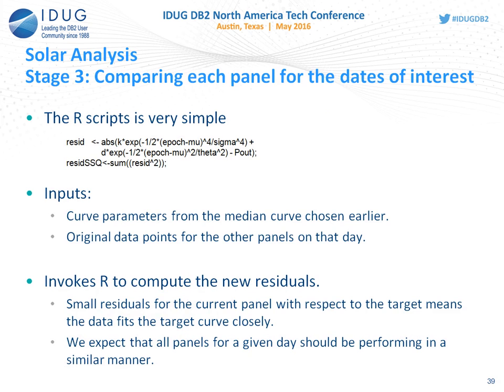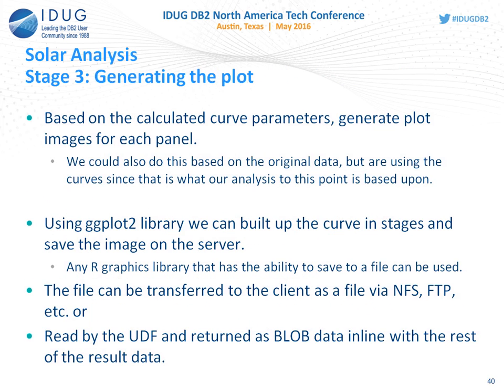Here's a simple R script just to compute the residuals again. It's using the curve parameters from the median chosen earlier in the day, and again back to the original data points to compute the residuals. What it means is that smaller residuals at output will tell you that this is a pretty close match to our target, which just happened to be the median panel. Based on those calculations, we're going to generate plot images for these panels as well as return the actual residuals that you might use in a report or subsequent SQL steps.